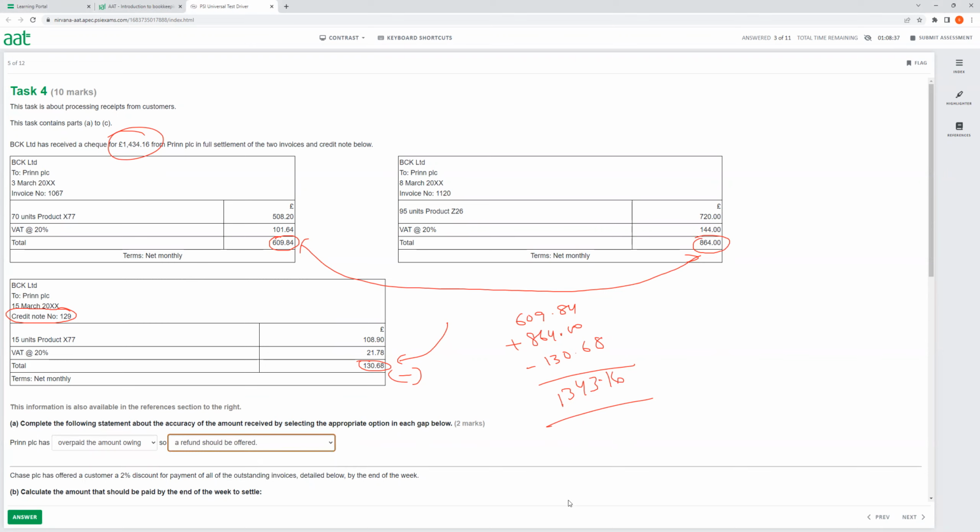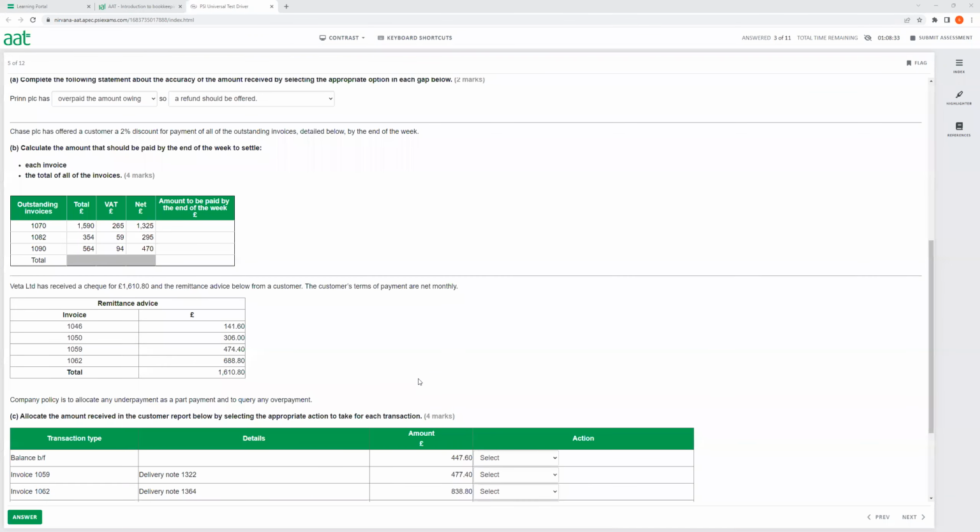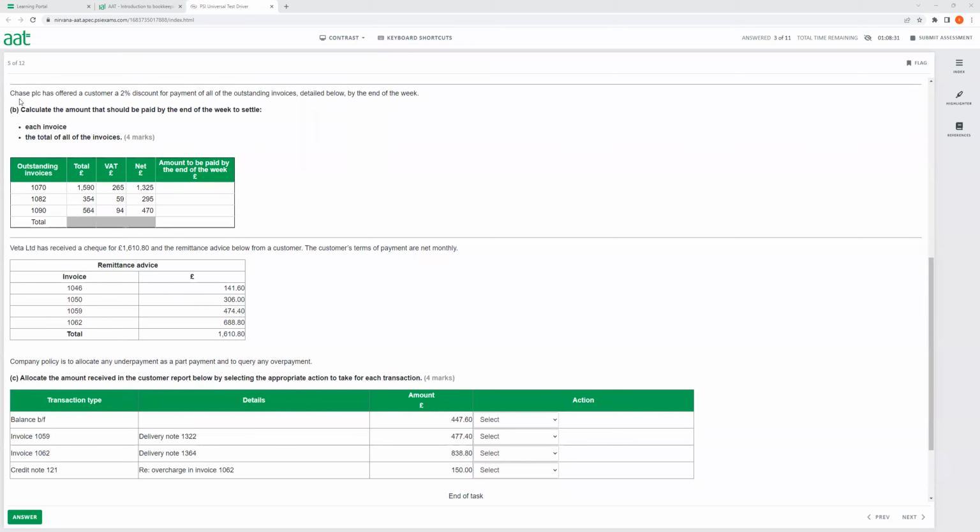The next one we have here, that is the next section. Chase PLC offered a customer 2% discount for payment of all outstanding invoices detailed below by the end of the week. Calculate the amount that should be paid at the end of the week to settle all invoices, the total of all invoices. Let's have a look how much it would be here.